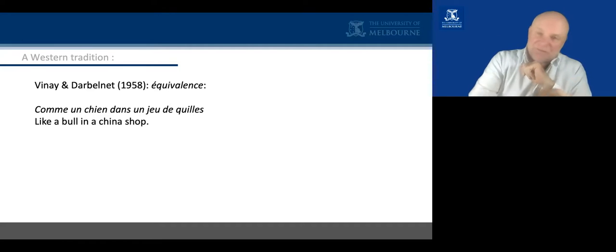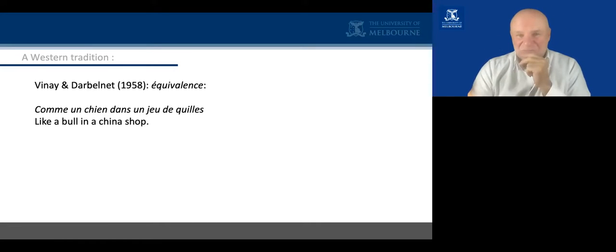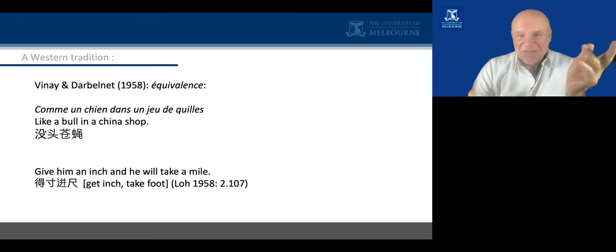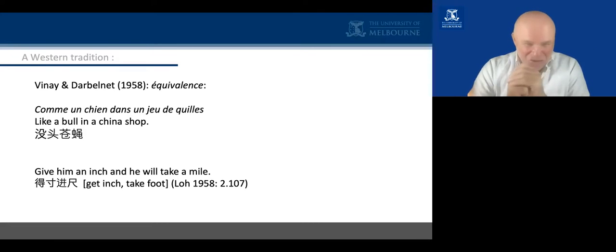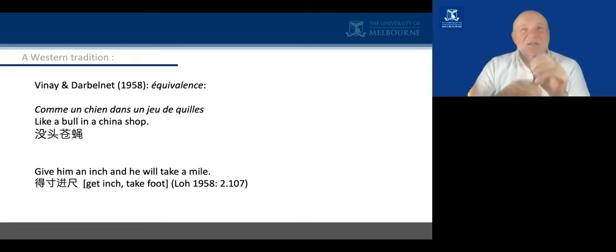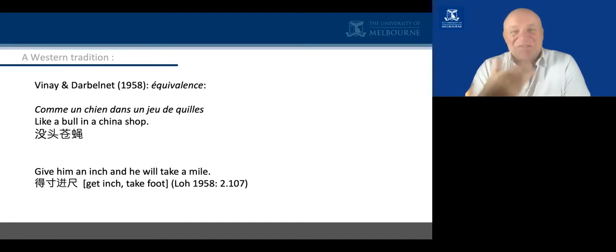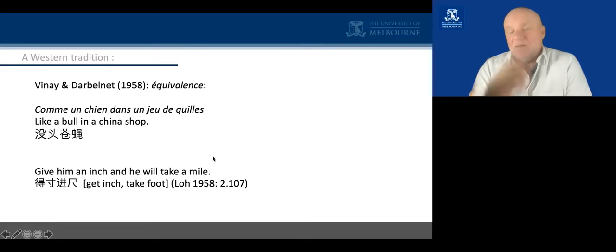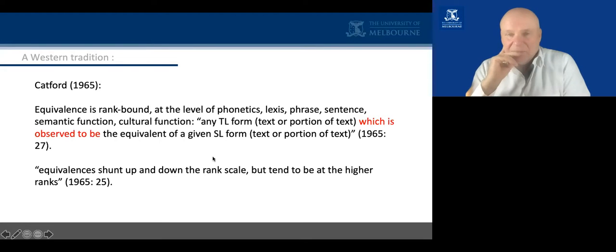The exact opposite from what was happening in Russian in the same period. Okay, there's your Chinese. Another example, give him an inch, he'll take a mile. In Chinese, that comes out, get inch, take foot, which is pretty close. I think in Spanish, it's if you give a, I don't know, give a hand, they'll take your arm, something like that. Okay, all right, but the idea exists in many languages and many cultures, and you can line them up and translate on that very functional level. That is the sense of equivalence for Vinay and Darbelnet.